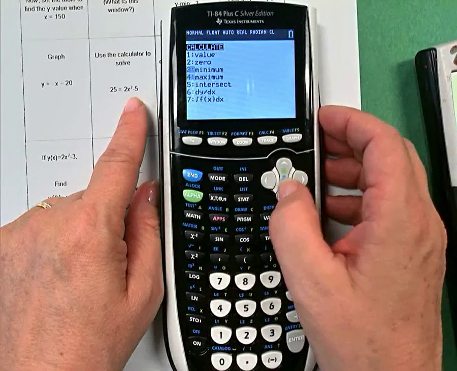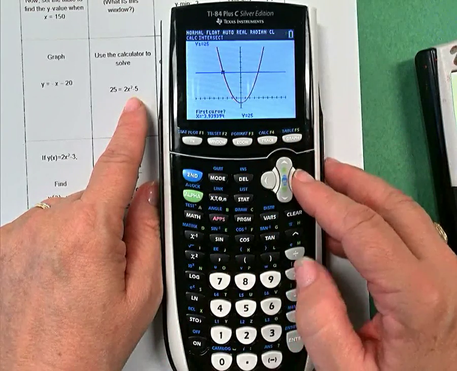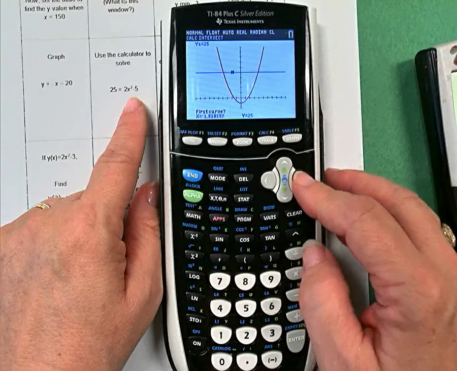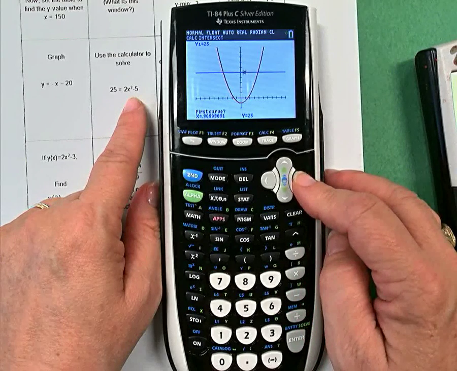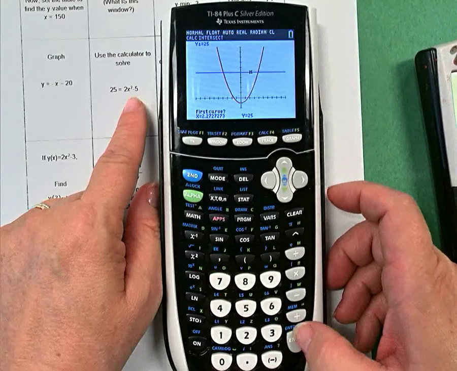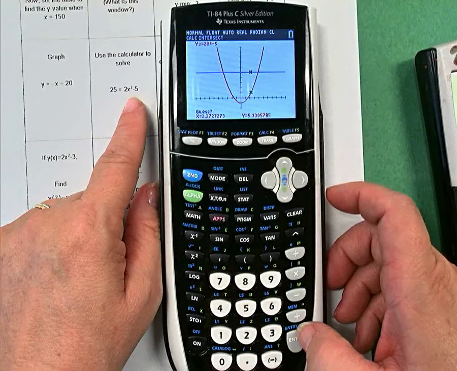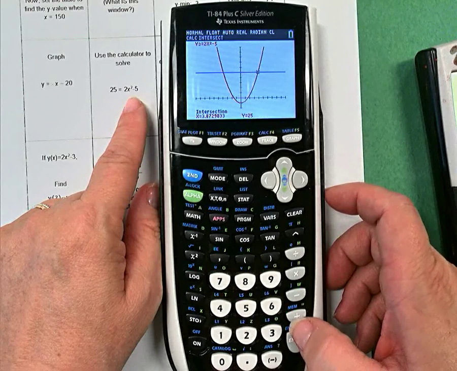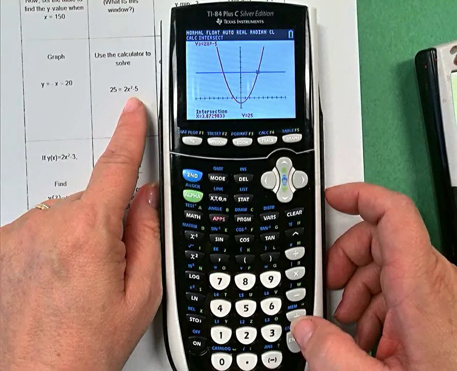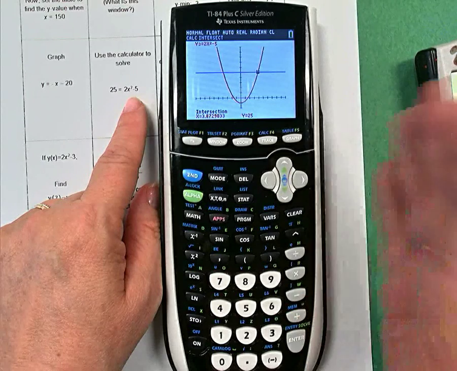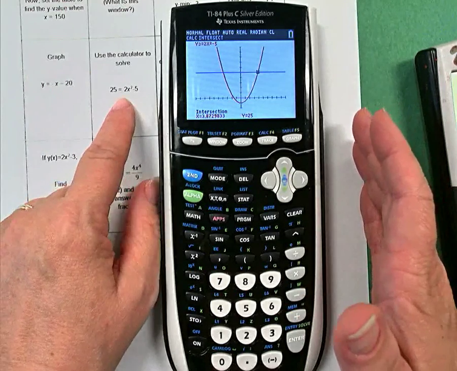Calculate. Intersect. And now move closer to the other one and repeat the process. The blue one's my first curve, my second curve, I'm not going to guess. Positive 3.87298. That's one way to solve this equation.